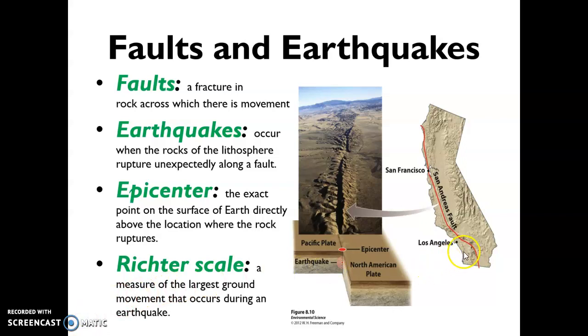So let's talk a little bit more about this very, very long fault called the San Andreas Fault in California, along which the Pacific plate is on this side and the North American plate is on the other side. The Pacific plate is moving northwest and the North American plate is sort of moving southwest. So in short, this one is moving a little bit this way and this one's moving a little bit that way.